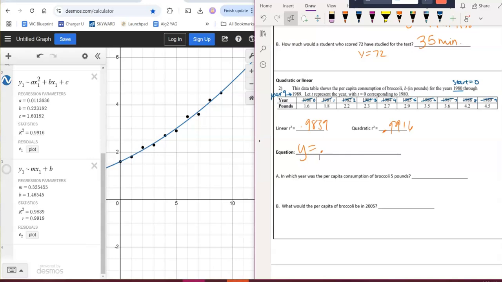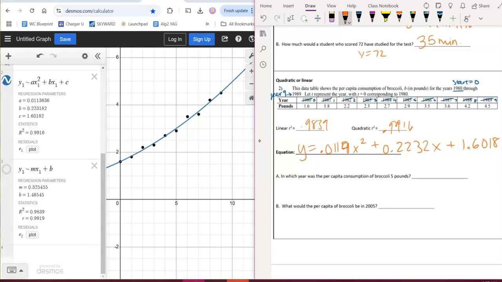Y equals 0.0114 x squared plus 0.22312x plus c, 1.6018. There we go. And then we can answer the last question.